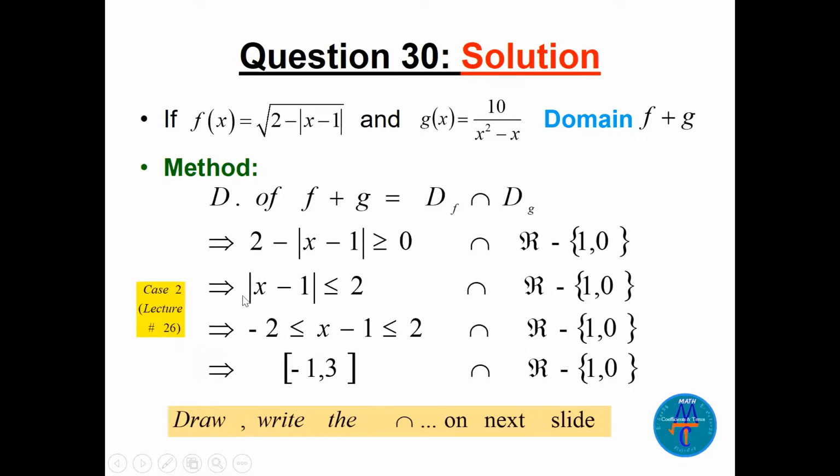Rearrange it, then we have absolute value of x minus 1 less than or equal to 2. This is case 2 in lecture 26. So x minus 1 between minus 2 and 2. Then we add 1, we get the closed interval from minus 1 to 3. Now in g, the domain is all real numbers except the zeros of the denominator, which are 0 and 1. So all real numbers except 0 and 1.